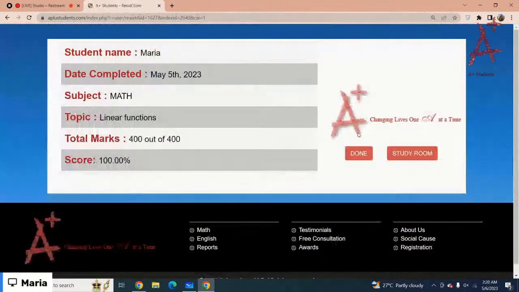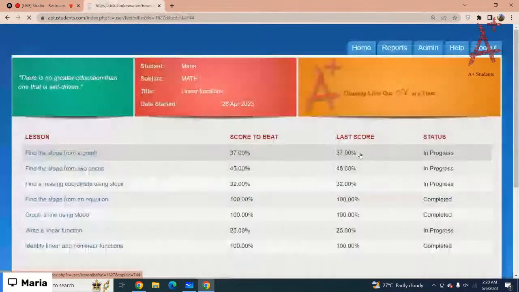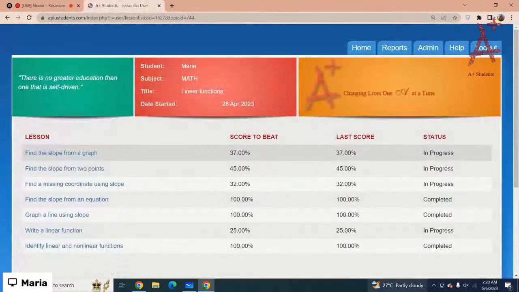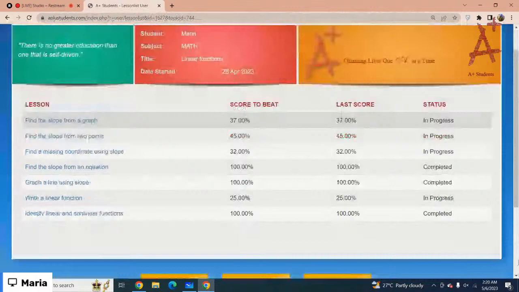Okay, we are done with the lesson. We are done with the chapter linear functions. We're going to start a new chapter, that is probability. Let's just start the new lesson, that is probability.